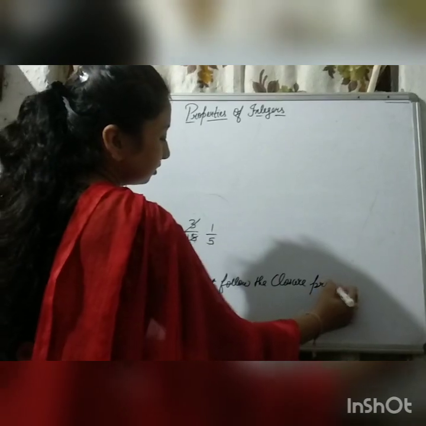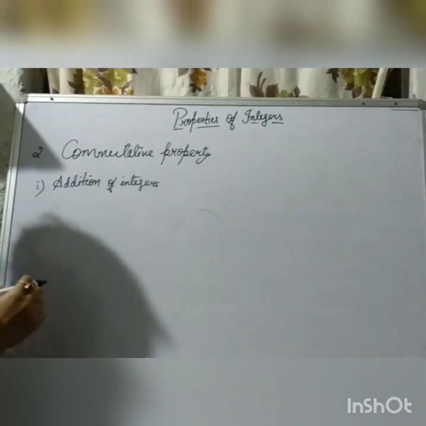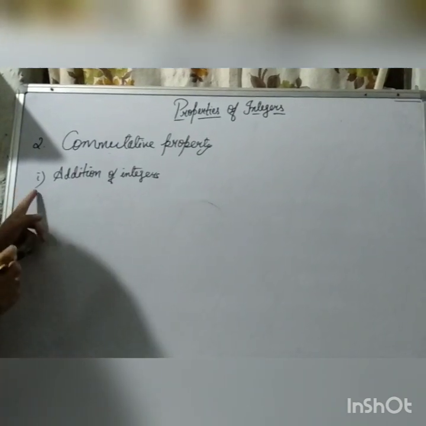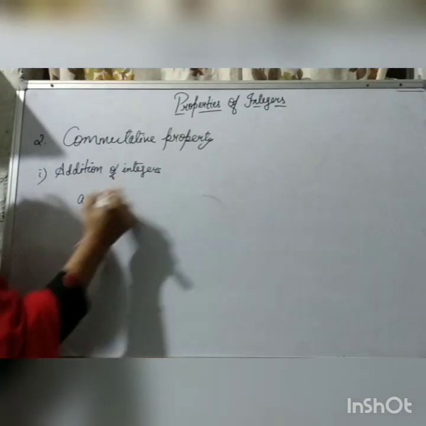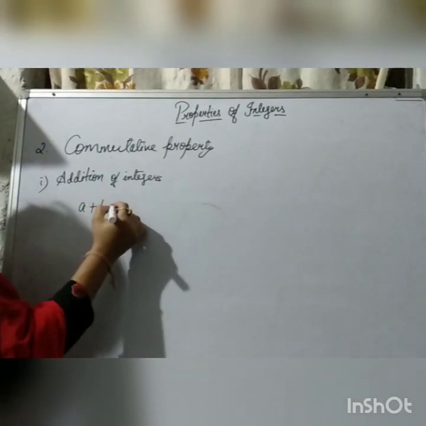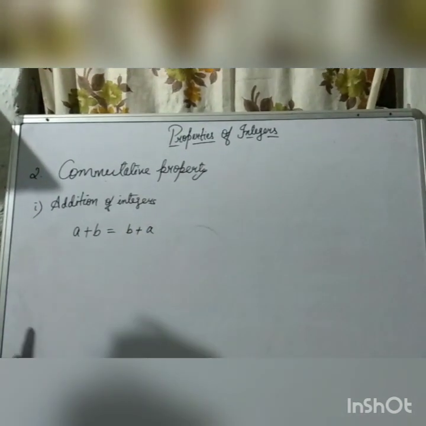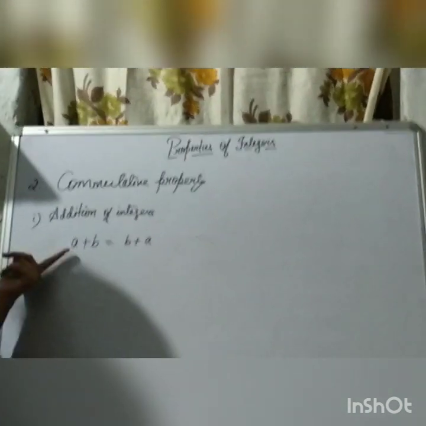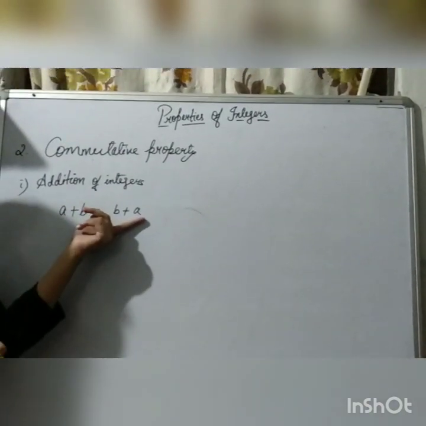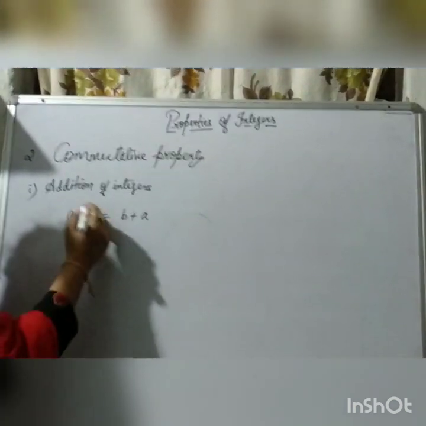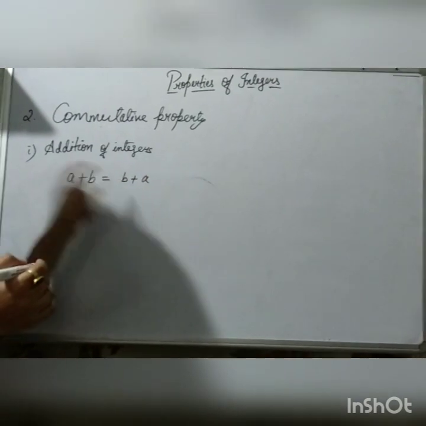Now come to the next property, which is known as commutative property. Here first we will see it with the addition of integers. According to the commutative property for addition of integers, a plus b is equal to b plus a. That means here I have changed the order. If I do a plus b, whatever the answer of a plus b is, it is equal to the answer of b plus a.